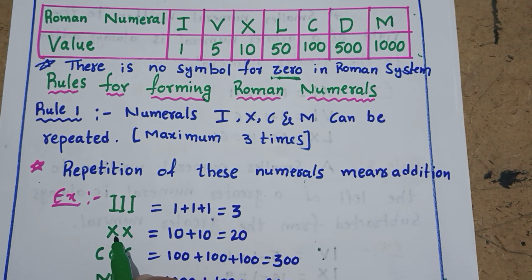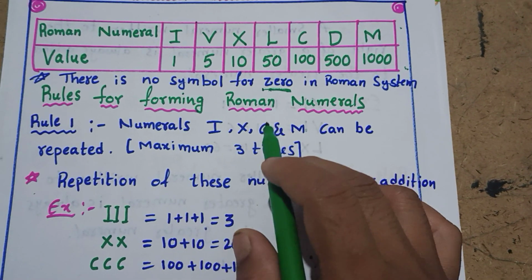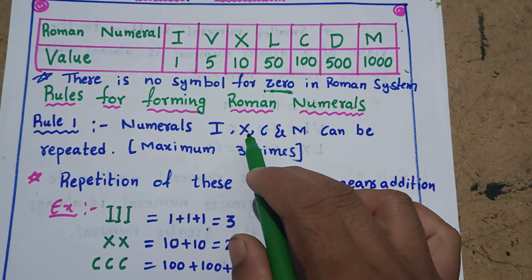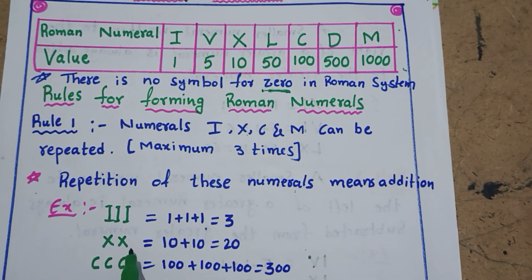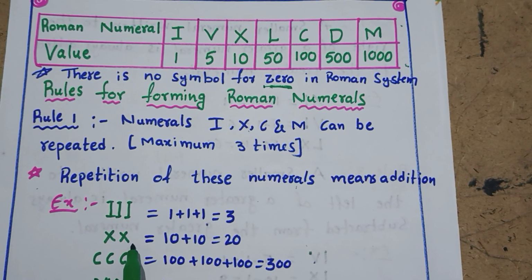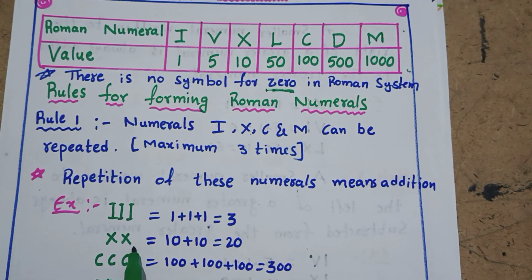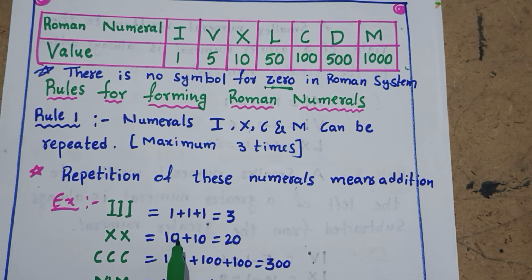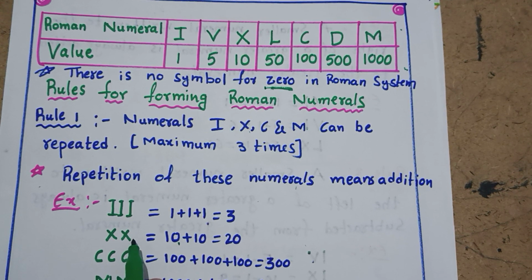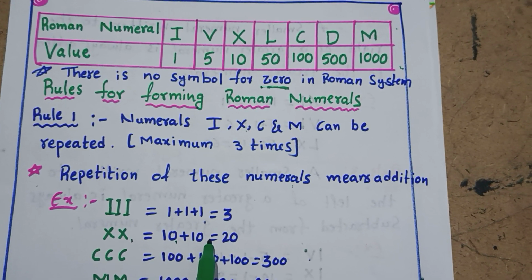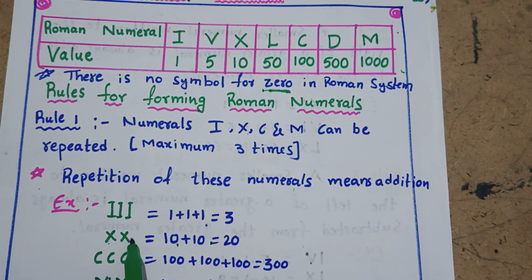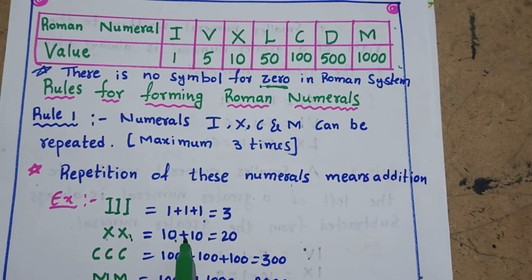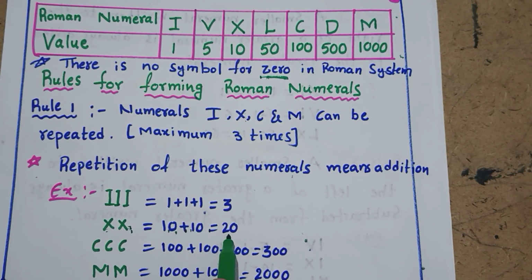Let us go for another example. One more Roman symbol that can be repeated is X. Here I have written X and X, so X is repeating 2 times. The value of X is 10. Repetition means plus, so 10 plus 10 is 20.